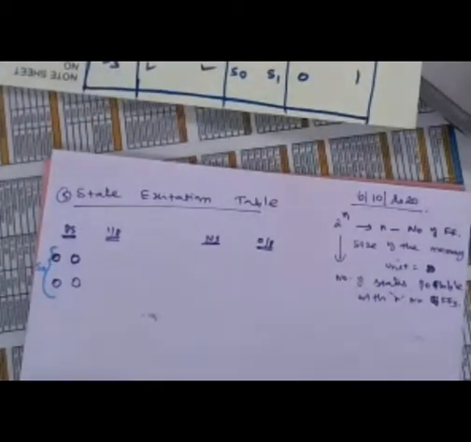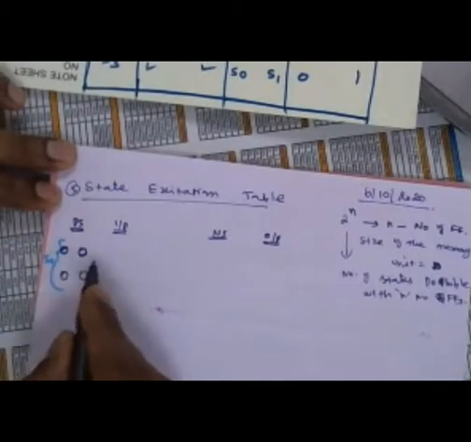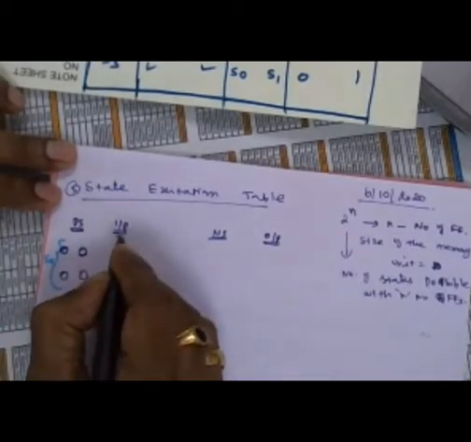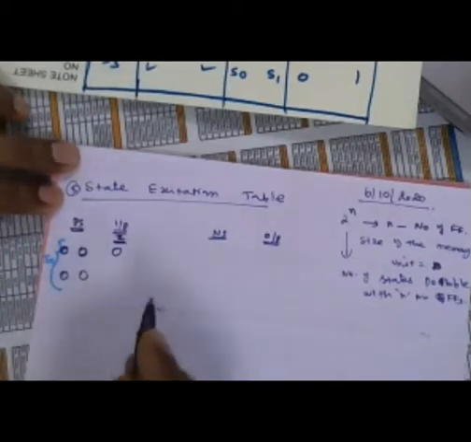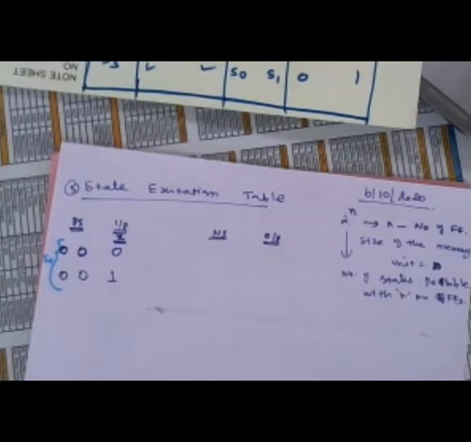The state can be 0 0. At that time, the input may be 0, that means this is X, or the input may be 1. Input may be 0 or input may be 1. That means whenever the circuit is at the S0 state, 0 can come into the circuit or 1 can come into the circuit, right?